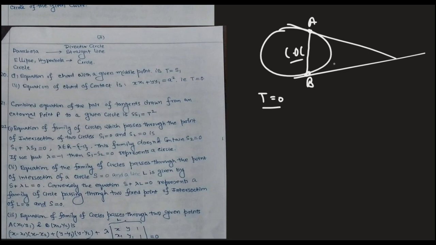Combined equation of the pair of tangents. If you are interested in finding the equations of PA and PB simultaneously, then you have to write S S1 equal to T square. Here S is the original conic, S1 is the value of the conic at the point x1 y1, and T square is the tangent squared. From that point, if you draw the tangents, then this will hold.